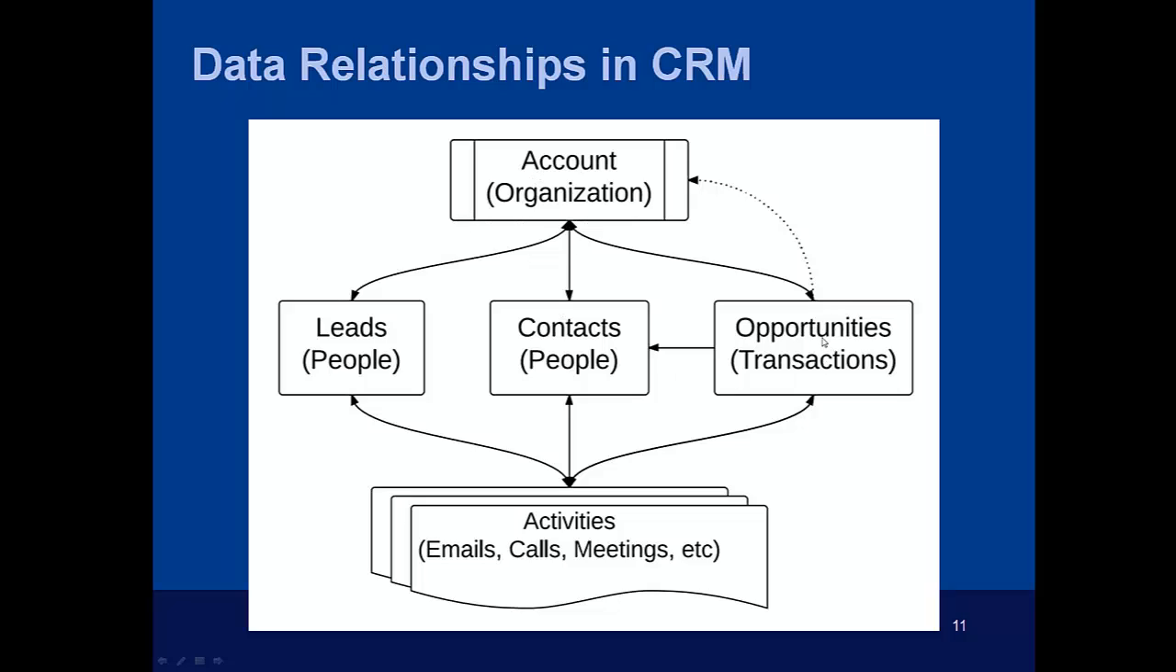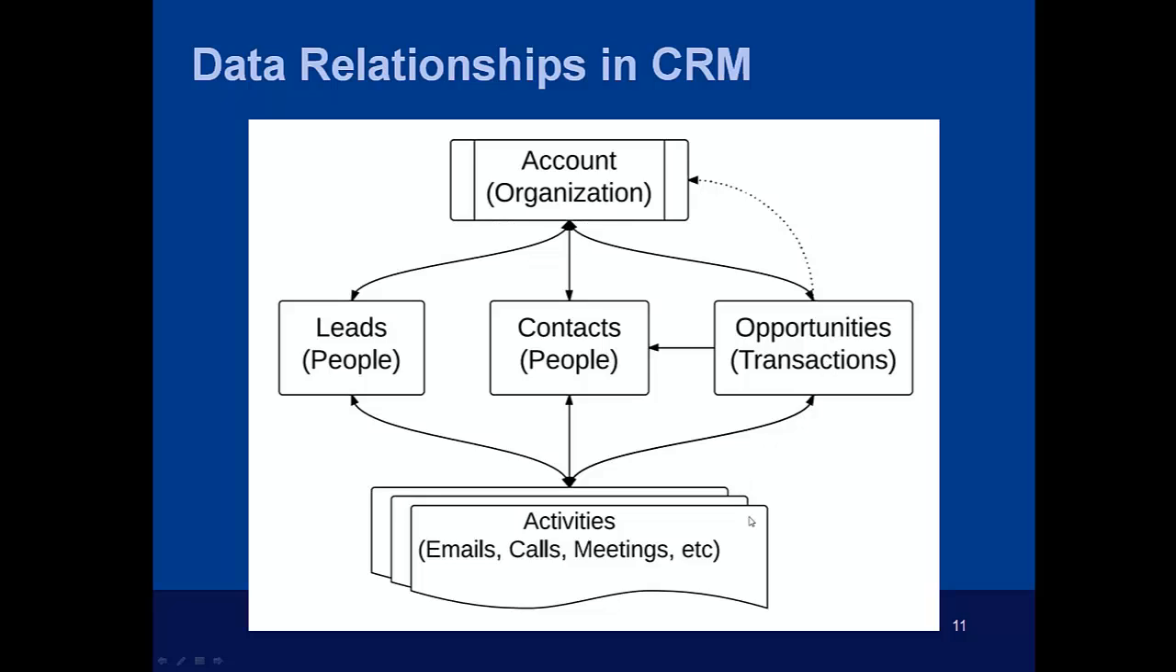The opportunities also exist under that account record, under that organization record, because our transactions, of course, are related to those customer organizations. But we also are going to have a customer point of contact for these opportunities or transactions. So as you can see, your opportunities relate not only to your account or to your organization, but also to a person, or potentially a group of people. But right now, for the sake of argument, let's just say a person.